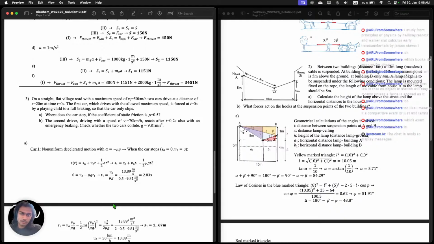I study from Principles of Physics by Halliday, Resnick, and Walker, and Calculus Early Transcendentals by James Stewart. Okay, let me check these books. I appreciate you for dropping book knowledge.